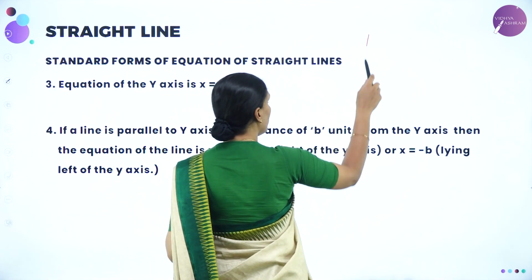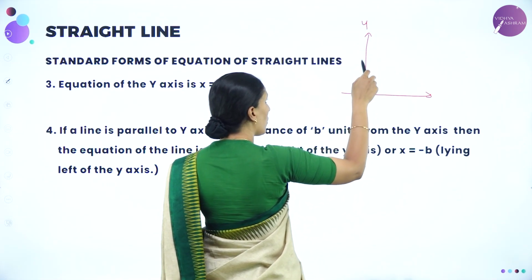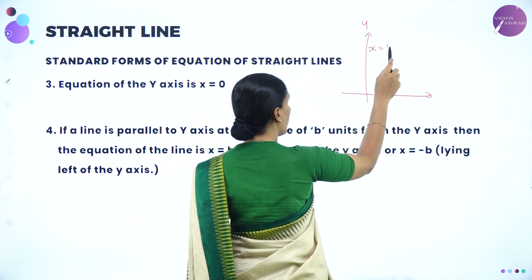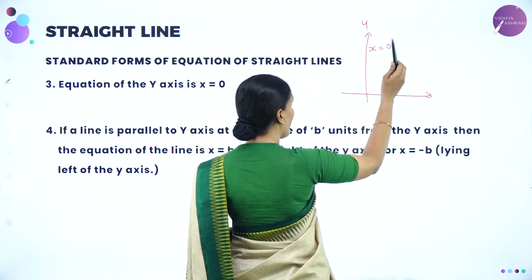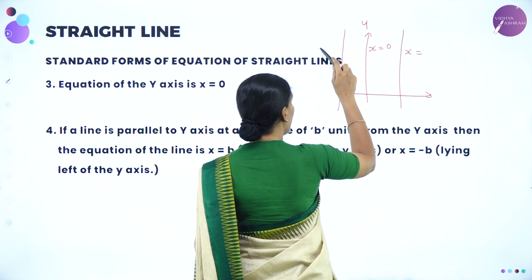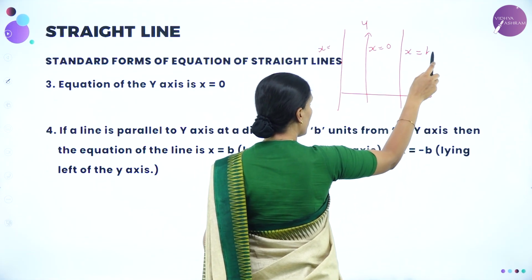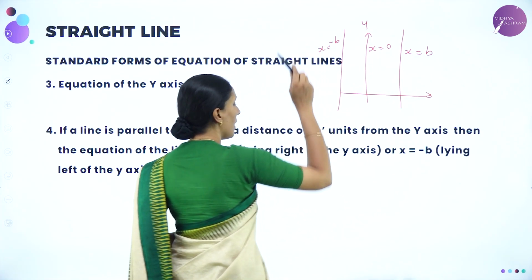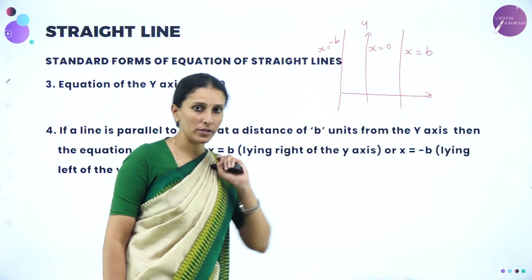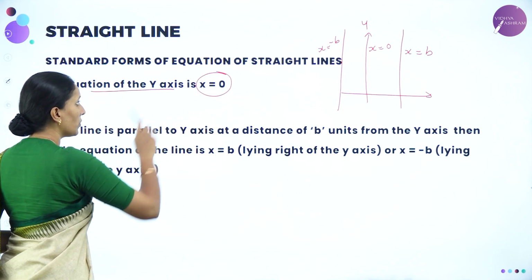Similarly, this is your y-axis and x-axis. Since on the y-axis the coordinate x of a point is 0, the equation of this line is always x is equal to 0. Any line which is parallel to the y-axis, on either side, is also represented with x only, but towards the right it is always a positive value and towards the left it is always a negative value, because here the coordinates are negative whereas here the coordinates are positive. Hence the equation of the y-axis is x is equal to 0.